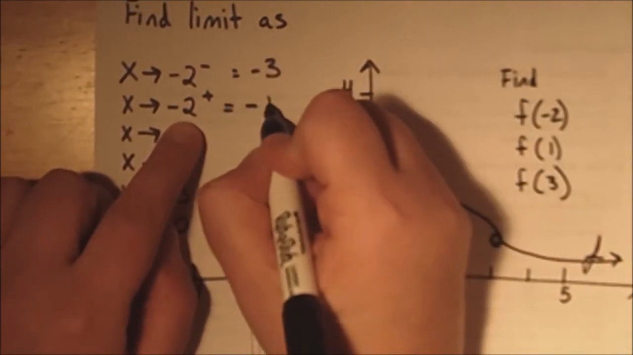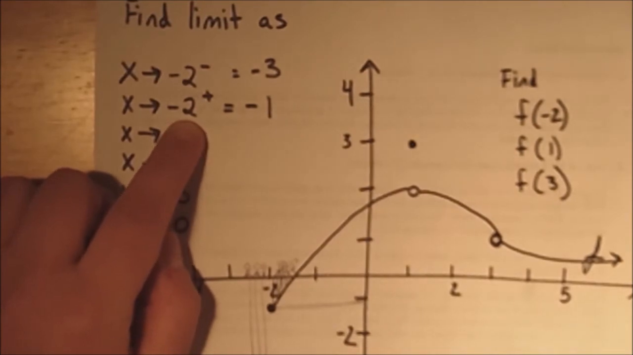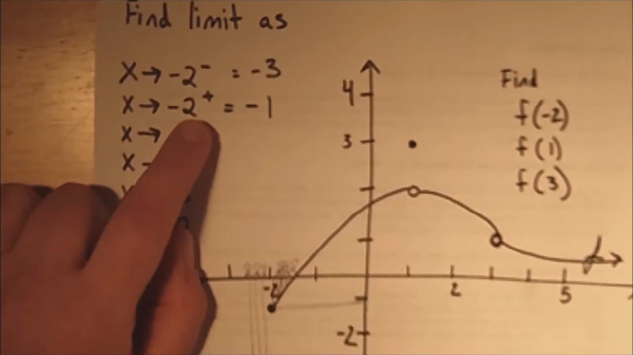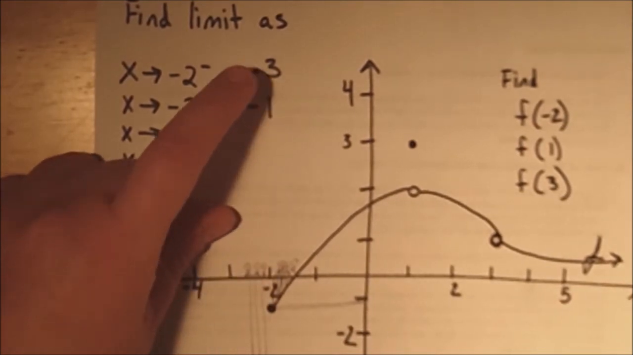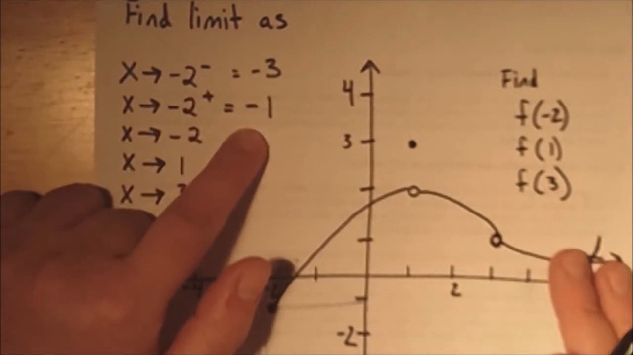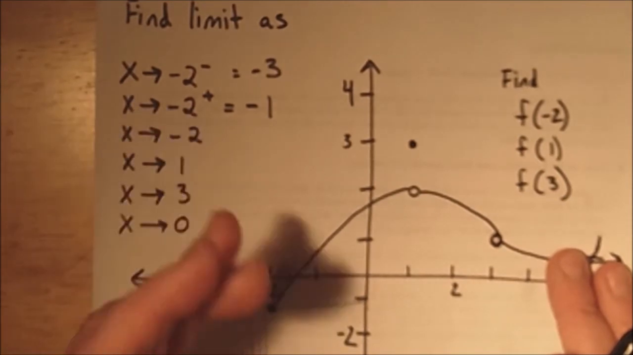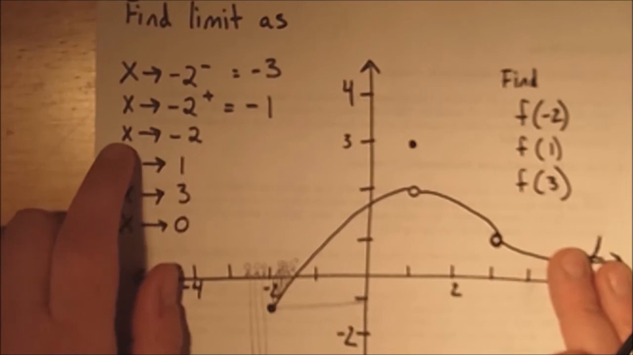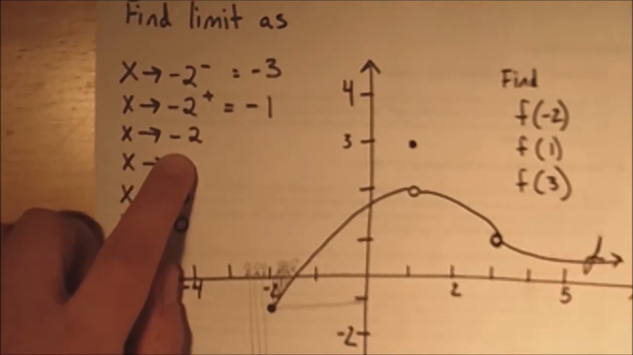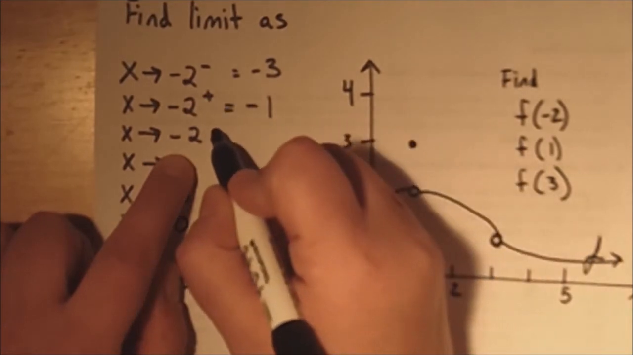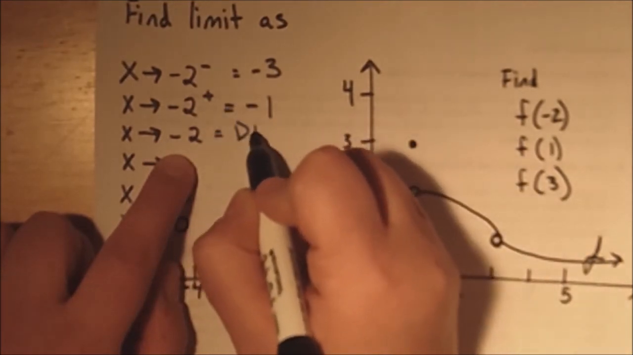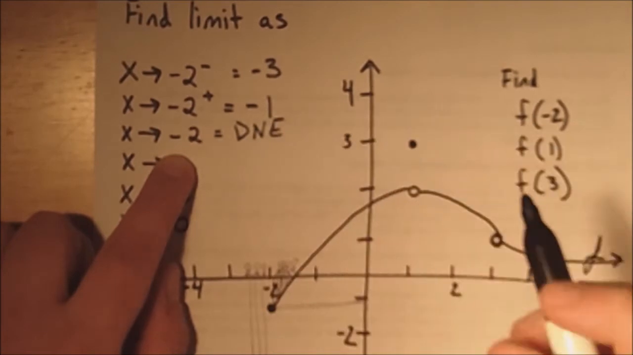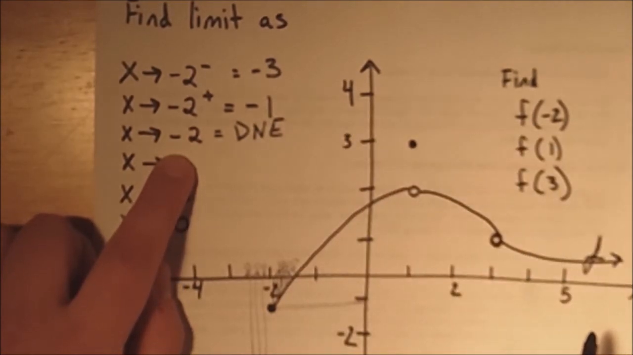Now, as we mentioned in a previous segment, for a limit to exist, I have to approach the same value from both the right-hand side and the left-hand side. So this would be a case where the limit from the left does not equal the limit from the right. Therefore, if I gave you a limit as x approached -2 without a one-sided direction, I would have to conclude that this limit does not exist. So I put DNE for does not exist.